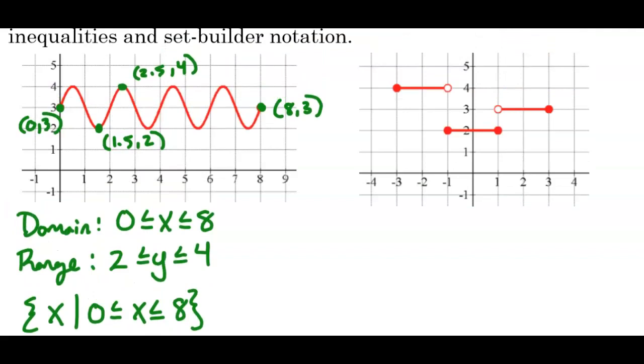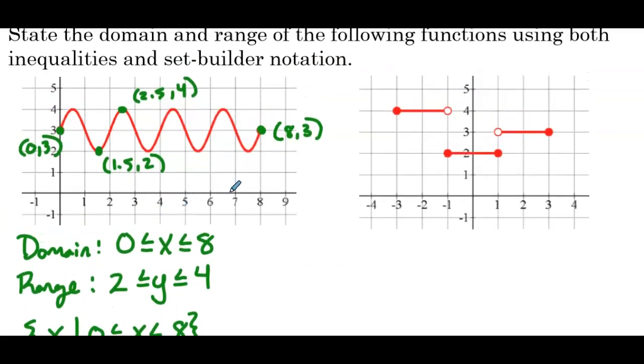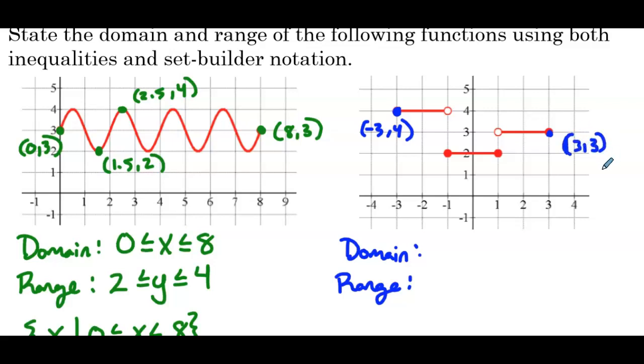Okay, so it's nice to do inequalities and set builder notation on the same example because of their similarities. On the example on the right, this is a kind of weird looking graph. It's jumping all around, so we have to really be careful with defining our domain and our range. So our domain, well, working from the left, x is -3, right? That's the point (-3, 4). And all the way to the right, it's (3, 3) as our point.